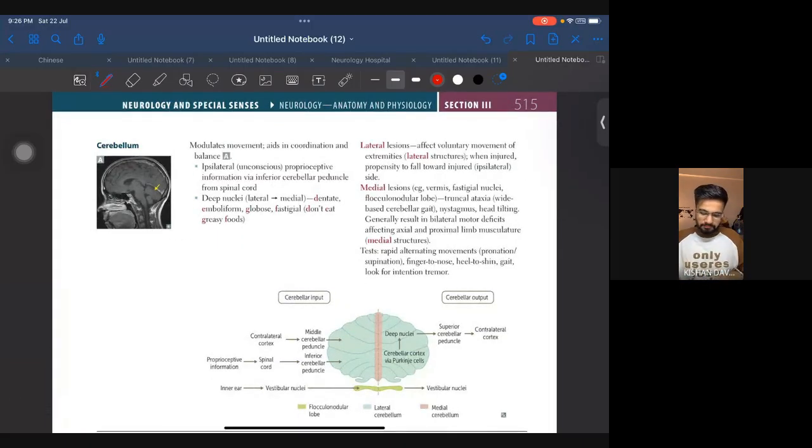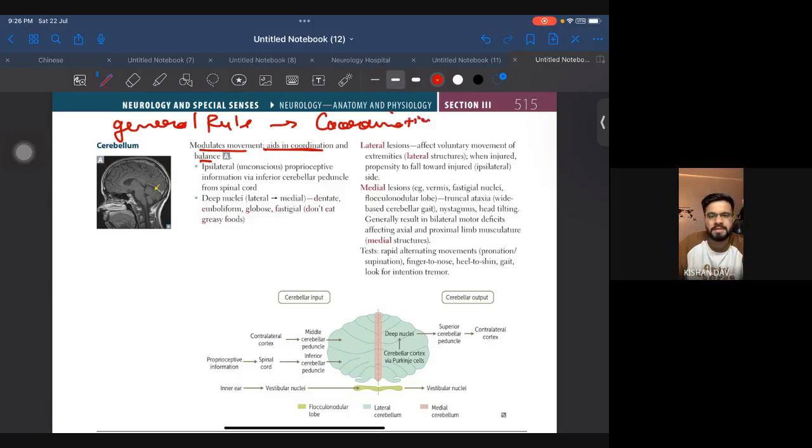Coming to the cerebellum. The cerebellum modulates movement and aids in coordination and balance. Okay, coordination and balance. Mark my word, apply a general rule: if you find in a case that the patient's coordination is not good, he is not able to stand, he is not able to move his hand properly, or any problem where you feel the coordination is affected, it is the cerebellum. Close your eyes and say cerebellum. Okay, don't read any other information. Coordination is seen, so cerebellum.